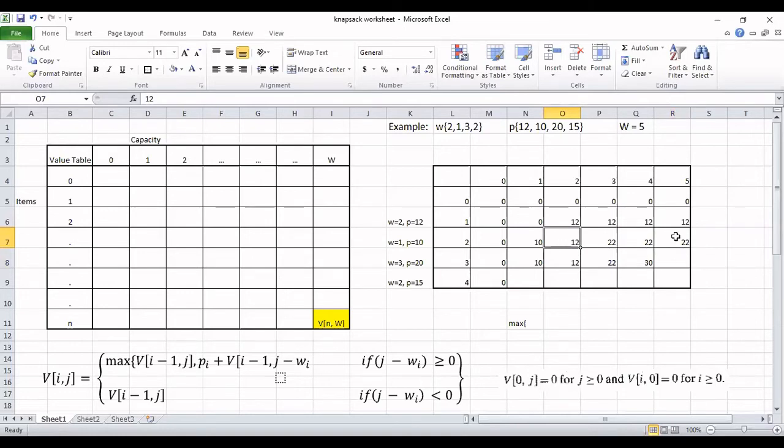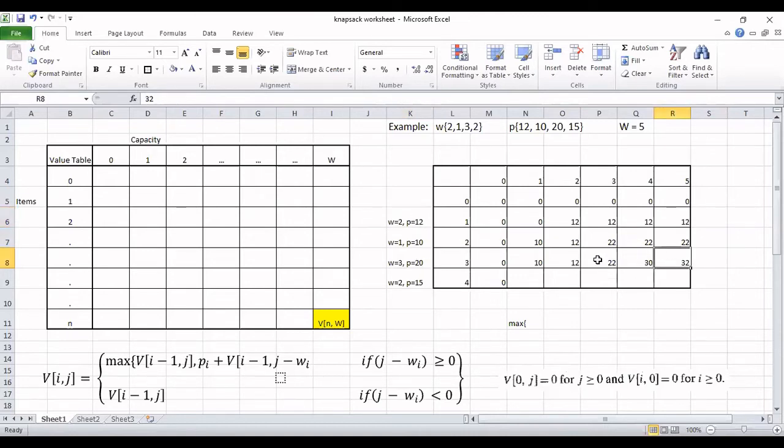And the earlier value is 22. The maximum among these is 32. So that means when you have a capacity of 5, we take the combination of item 3 and item 1, sorry. Correct? So therefore, our profit becomes 20 plus 12, that is 32.